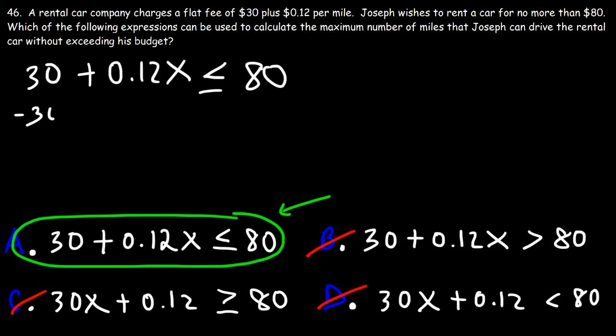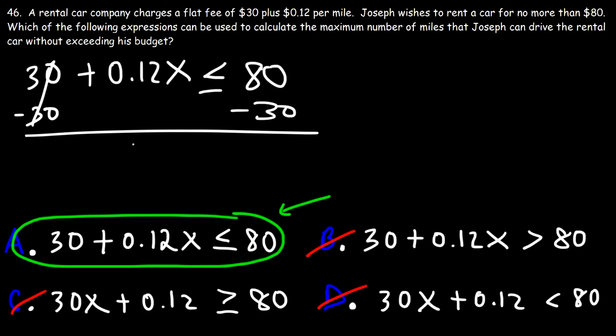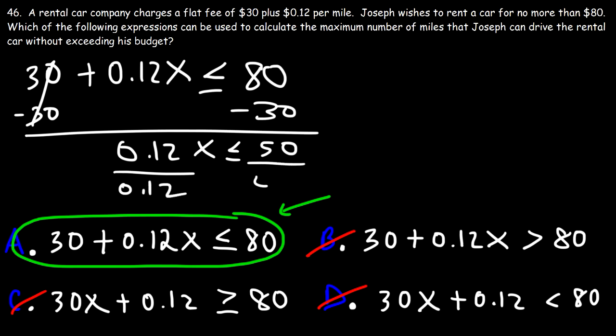So to begin, we need to subtract both sides by 30. 80 minus 30 is 50. And then after that, divide both sides by 0.12. 50 divided by 0.12 is 416.6. So if we round it to the nearest mile, that's going to be 417.